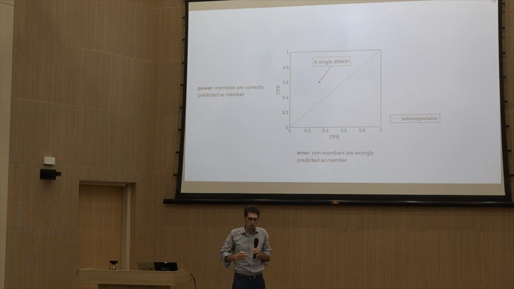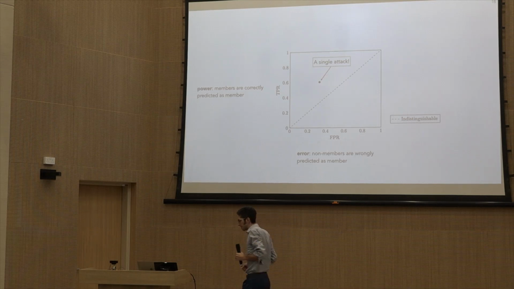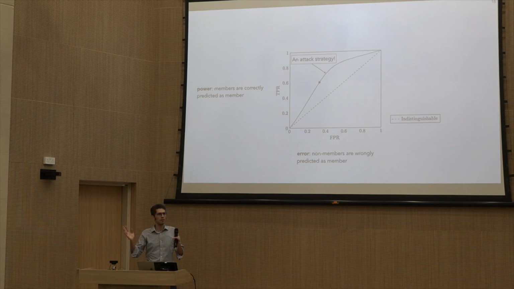So the attacker basically, for every false positive rate that we allow the attacker to tolerate, might have a different instance of an attack. Okay? That gives the attack profile. So for every false positive rate, I have a different true positive rate.